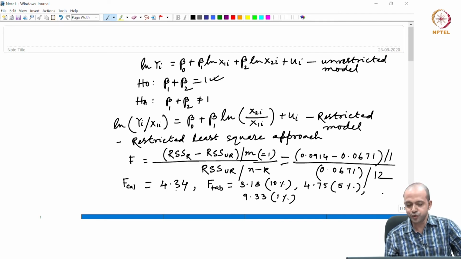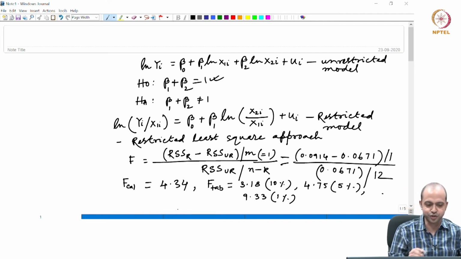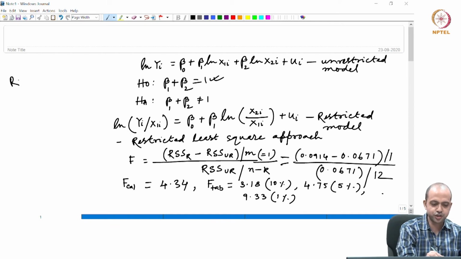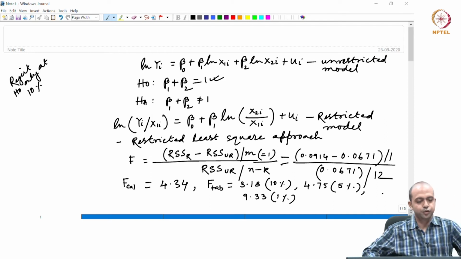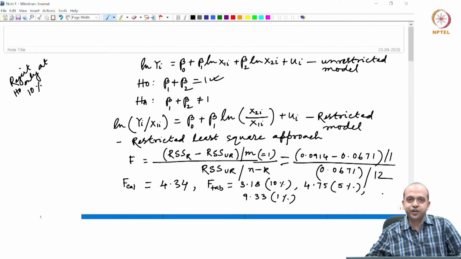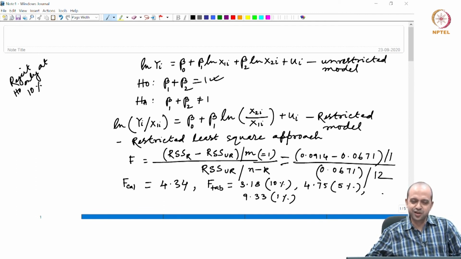So, what would be your conclusion? You can reject your null hypothesis. So, the conclusion is reject H naught only at 10%. But as we have discussed earlier, econometricians generally do not advise to reject your null at 10% level of significance. It is generally recommended that we should take our decision at 1% and 5% level of significance. So, we can say that at 1% and 5% level of significance, we cannot reject our null.